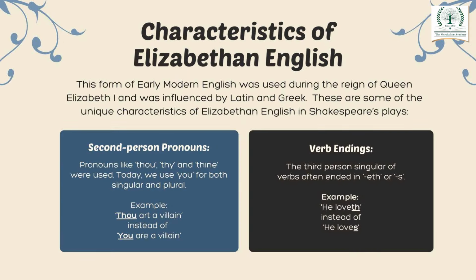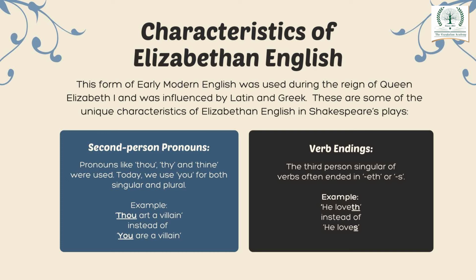Characteristics of Elizabethan English. This form of early modern English was used during the reign of Queen Elizabeth I and was influenced by Latin and Greek. These are some of the unique characteristics of Elizabethan English in Shakespeare's plays. Second person pronouns. Pronouns like thou, thy, and thine were used. Today, we use you for both singular and plural.